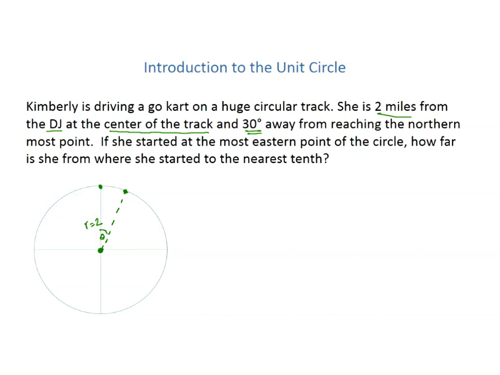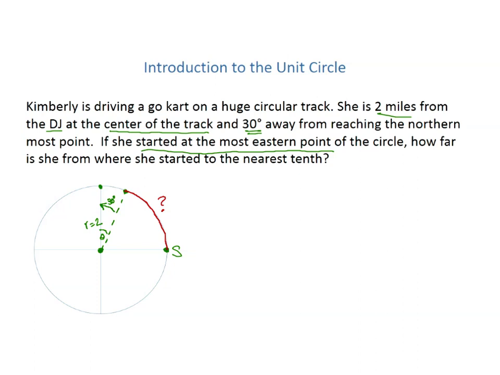If she started at the east, actually let me write that in, that from here to here is 30 degrees. If she started at the most eastern point of the circle, so she started here, how far is she from where she started to the nearest tenth? And what it should say is along the circular path, right? Because she drove on this circular path. So she started here, she drove along the circular path, all of this, and now she's right here, and this is the length that we're looking for.